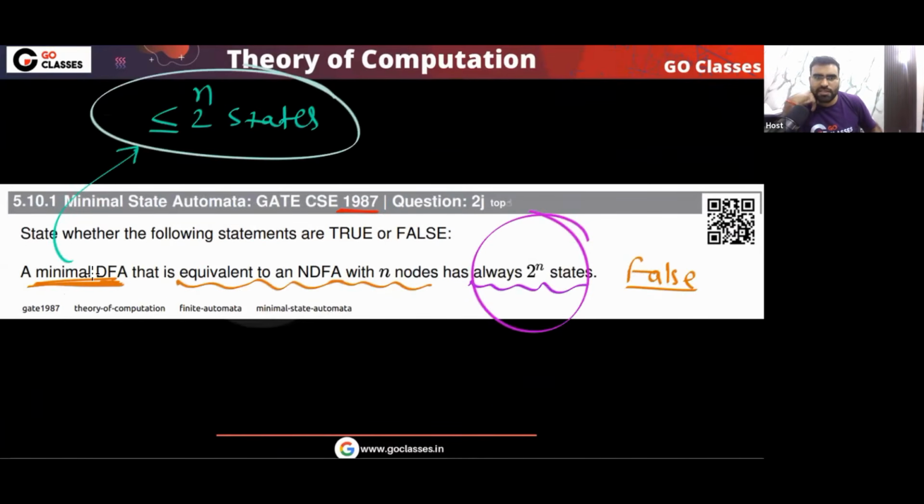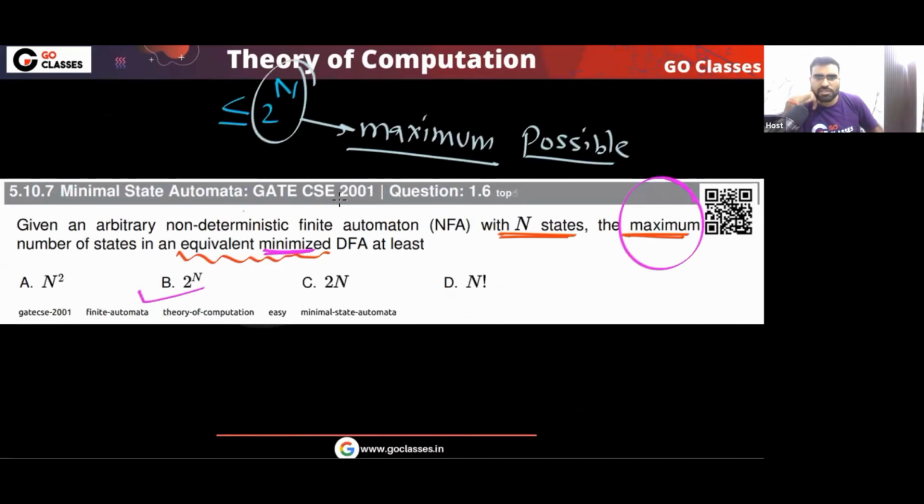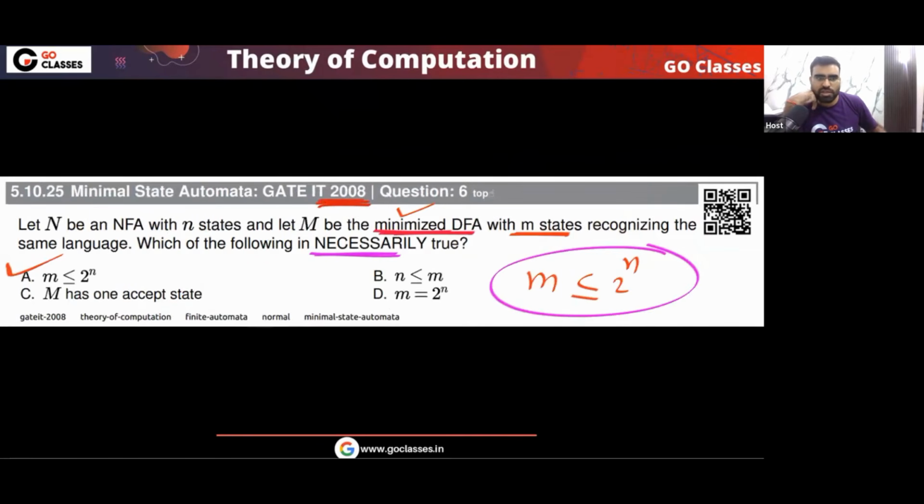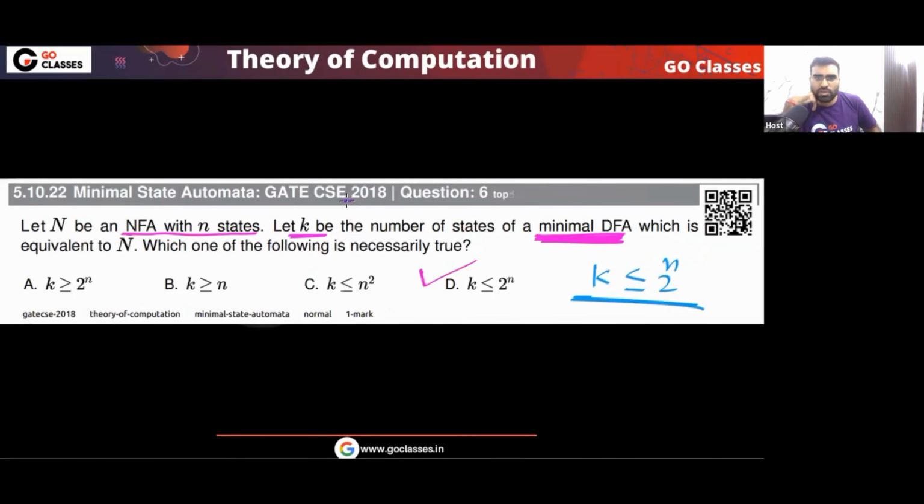Notice this GATE 1987 question. The minimal word is there. Notice this GATE 2001 question. The minimal word is there. Yes, you can see the minimal word is there. Next, you see this GATE 2008 question. The minimal word is there. Is this clear? Look at this GATE 2018 question. The minimal word is there.